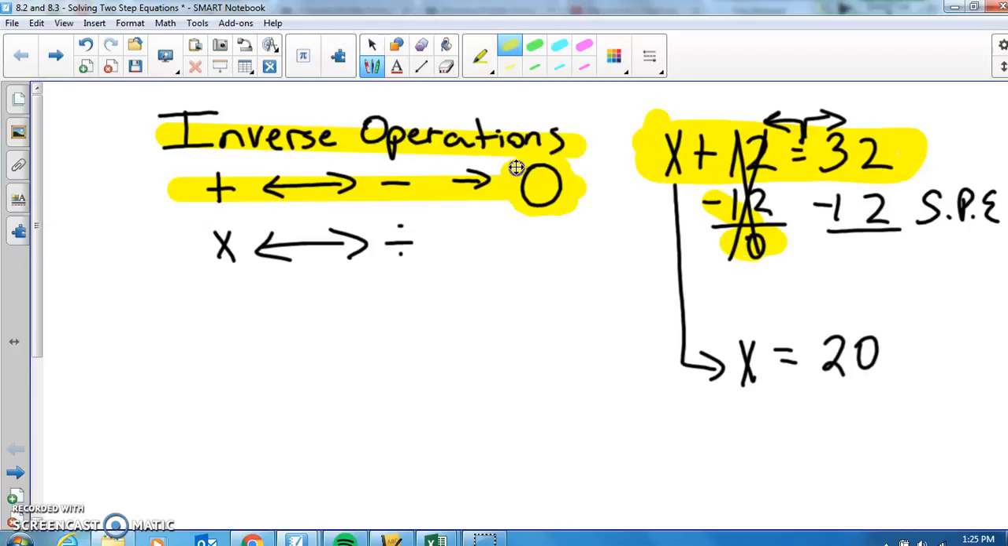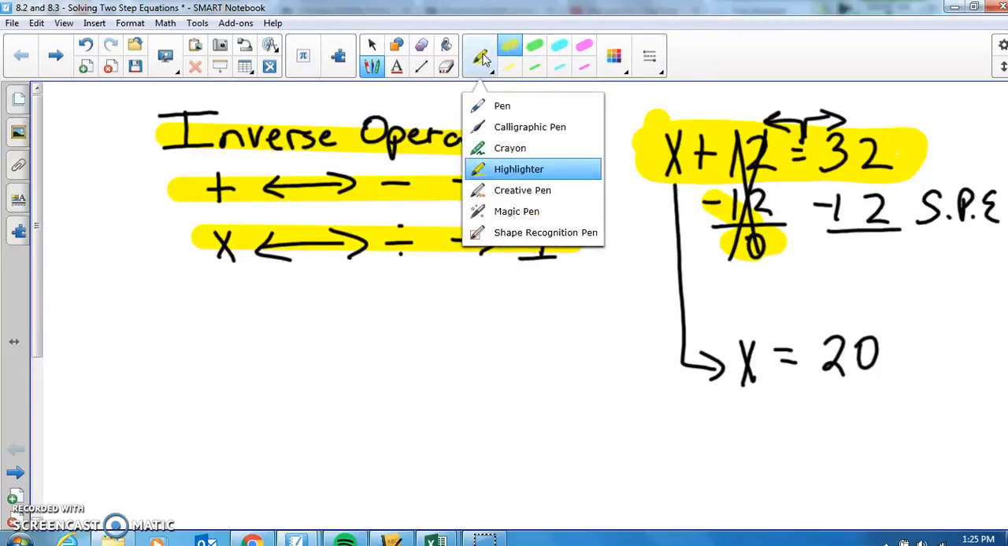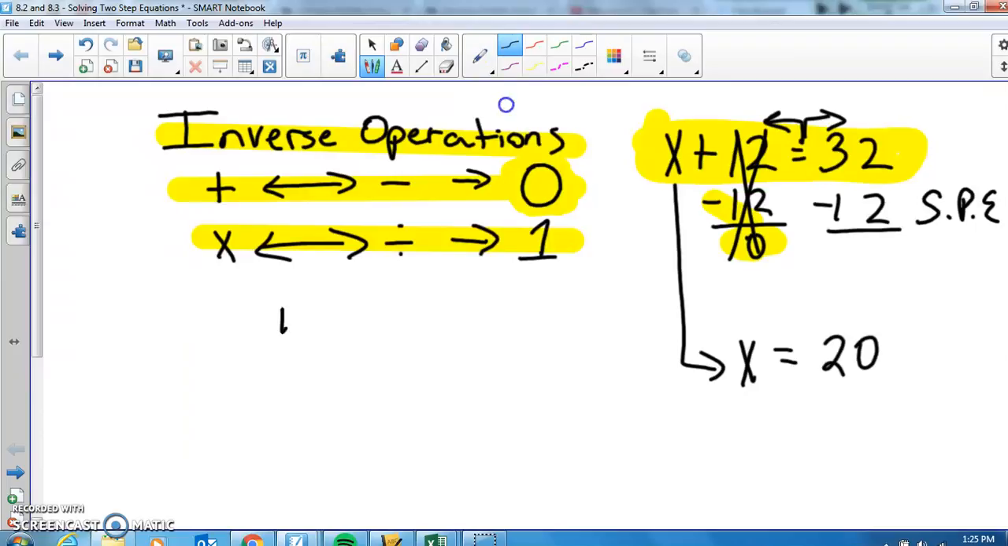Now, multiplication and division work a little bit differently. It does not equal 0. It has to equal 1. So if you'll copy that down. I'm going to give you an example and show you why it equals 1. Let's take 5x equals 20. We can see that 5x equals 20 is multiplication because 5 times x side by side means multiplication. The inverse of multiplication is division. So I'm going to divide each side by the number that's always with the variable, just like we did when we did cross multiplying and dividing with proportions.